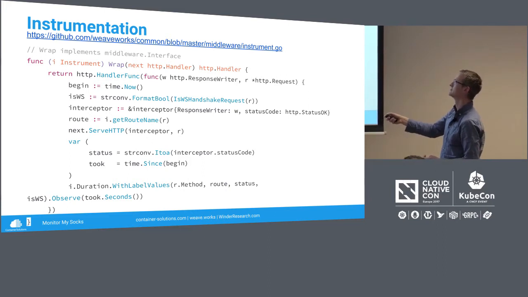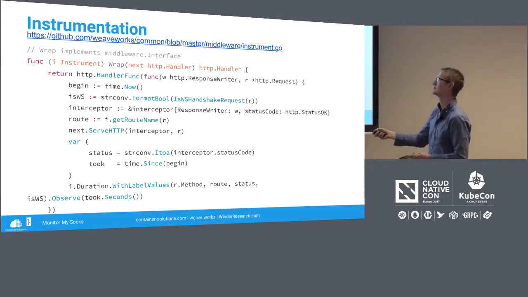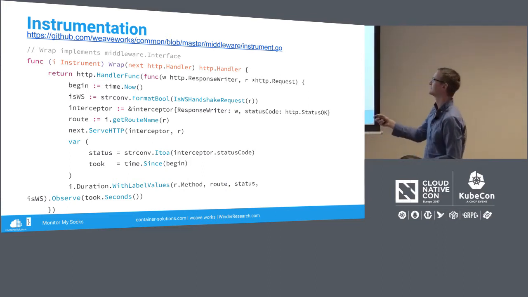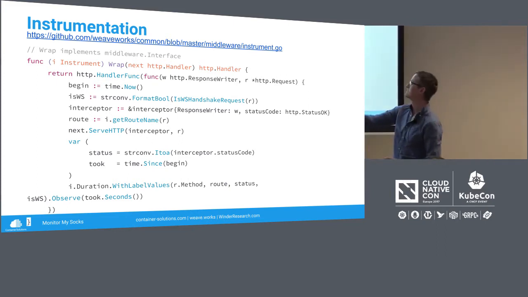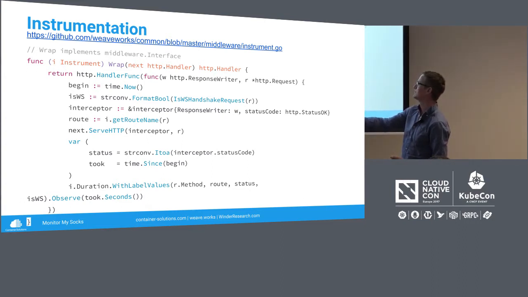In the pre code, we're starting a timer. In the post code, we're calculating the duration. And then there's a few other bits around it. And then the last line here, we're actually doing the writing of that metric that we've just measured. We're passing in the method, the route, the status code, and a WebSocket thing that you don't worry about.